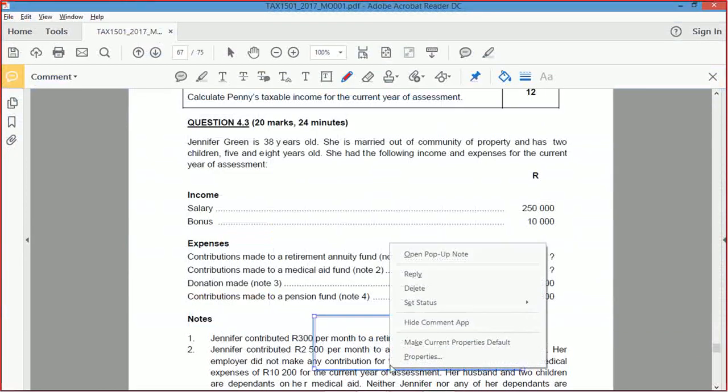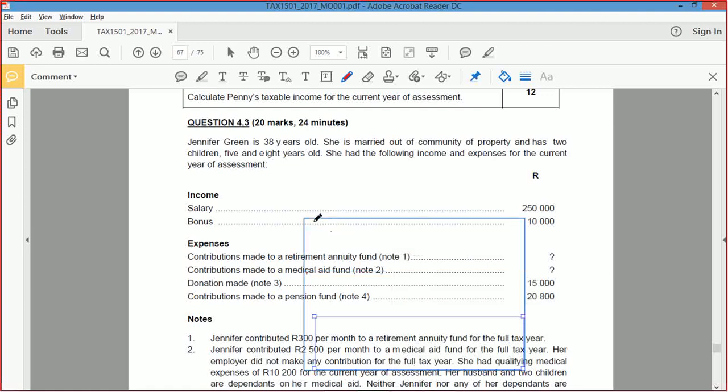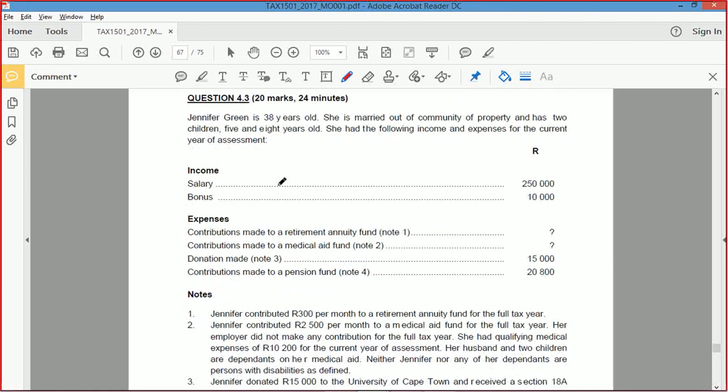Do you agree? Yes. Okay, so now we go back to this question. And we're looking at the information. So let's read it. Jennifer Green is 38, married out of community property, has 2 children, 5 and 8. She has the following income and expenses for the year of assessment.